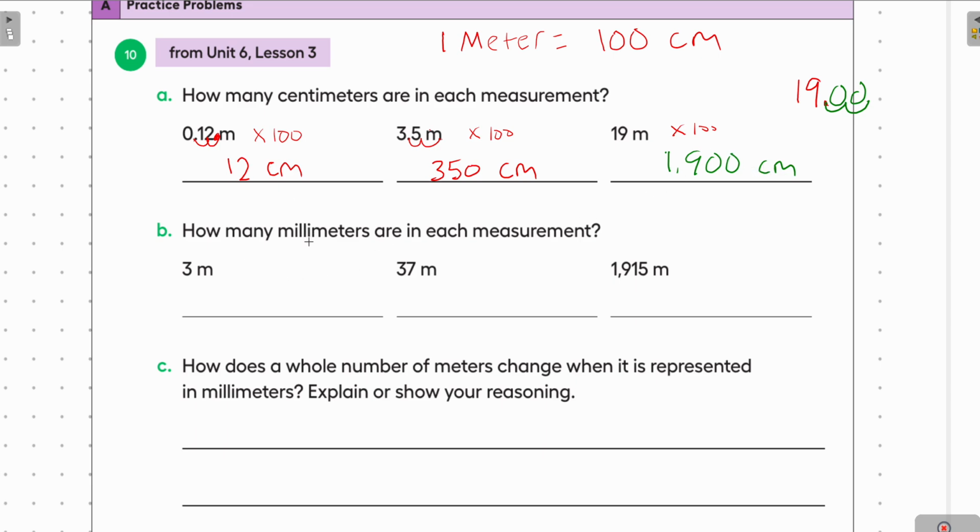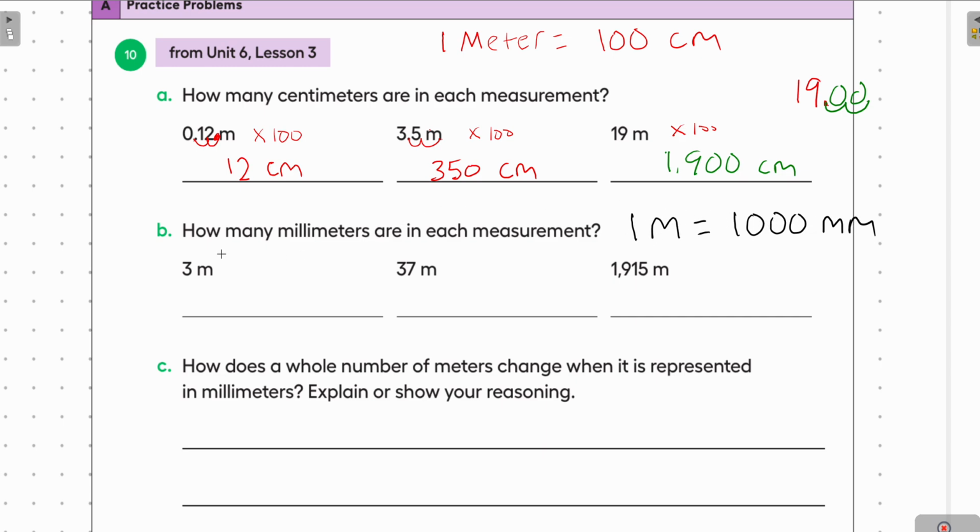Okay, let's check out this one now. How many millimeters are in each measurement? Okay, well, the first thing we need to know is that 1 meter equals 1,000 millimeters. 1 meter equals 1,000 millimeters.